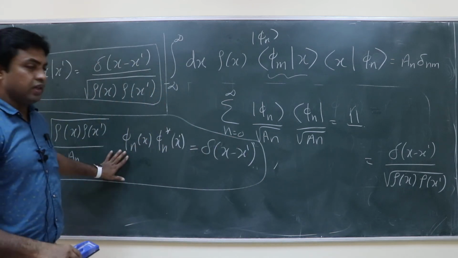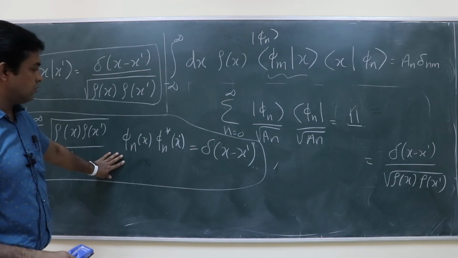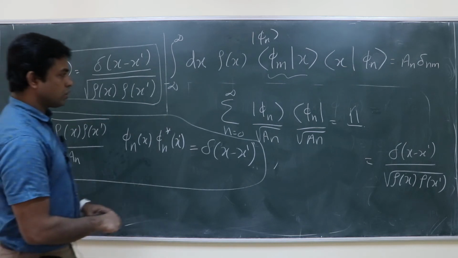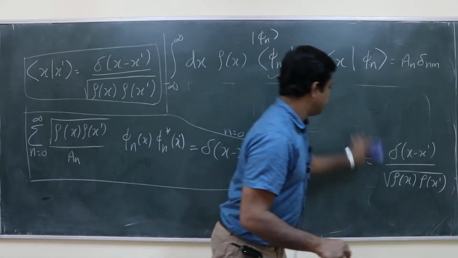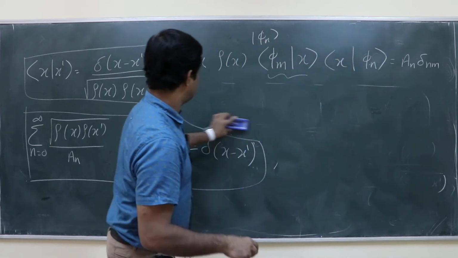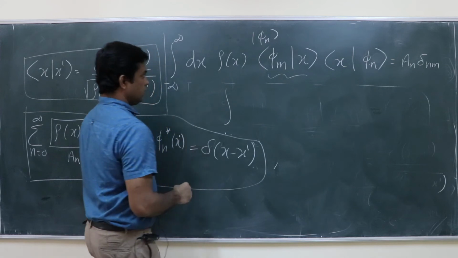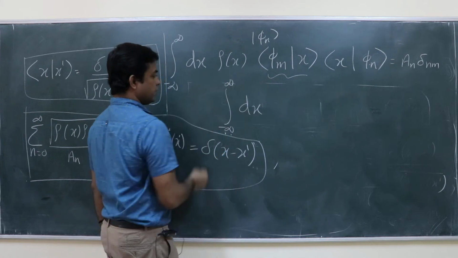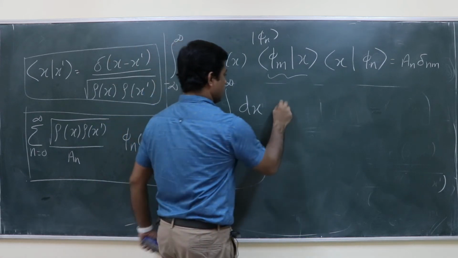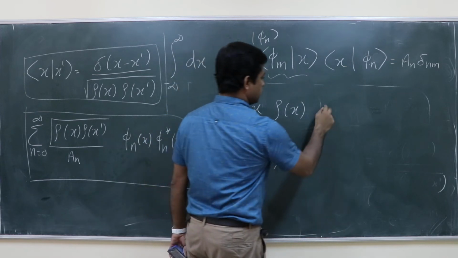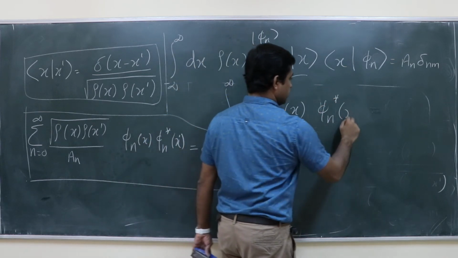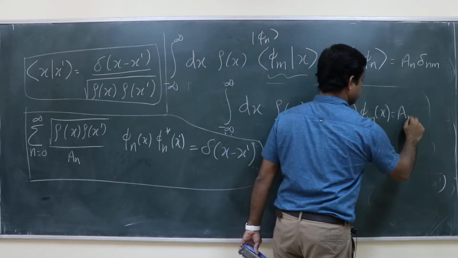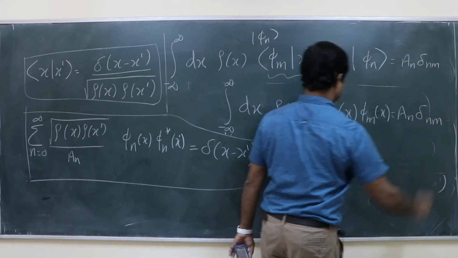So this is the completeness relation for these polynomials. The orthogonality relation we have written earlier: what was it? Integral dx from minus infinity to infinity, rho of x phi n star of x phi n of x equal to a n delta.